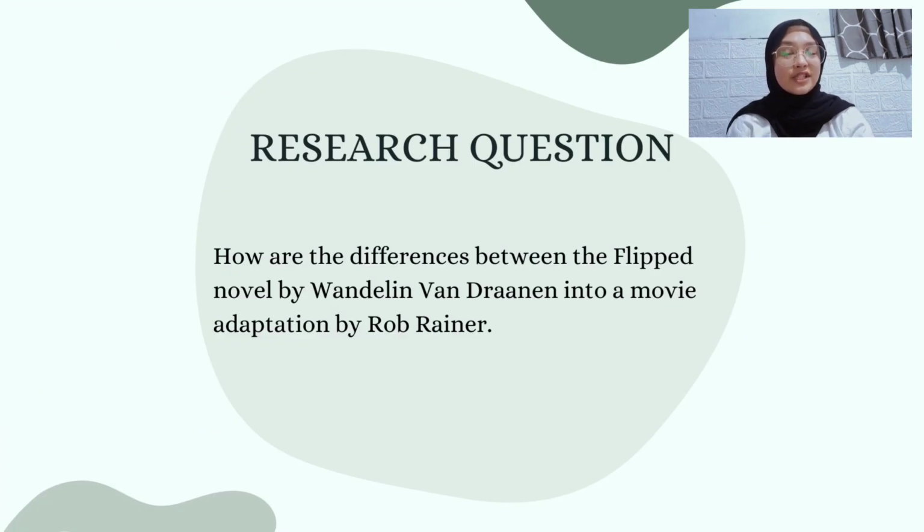And this is the research question for my research proposal. Based on the background previously described, the research question is formulated as follows: How are the differences between the Flip novel by Wendelin van Draanen and the movie adaptation by Rob Reiner?